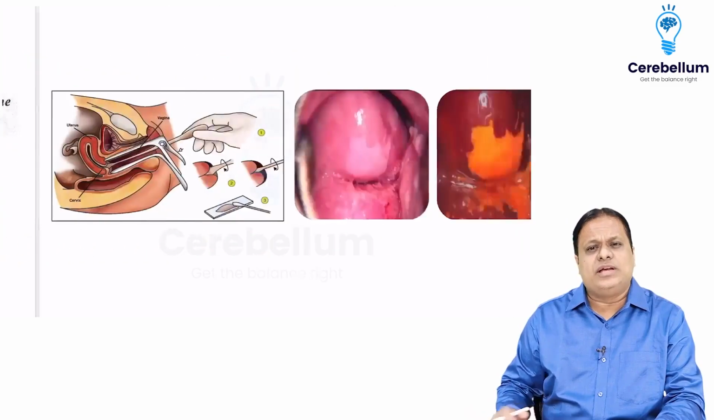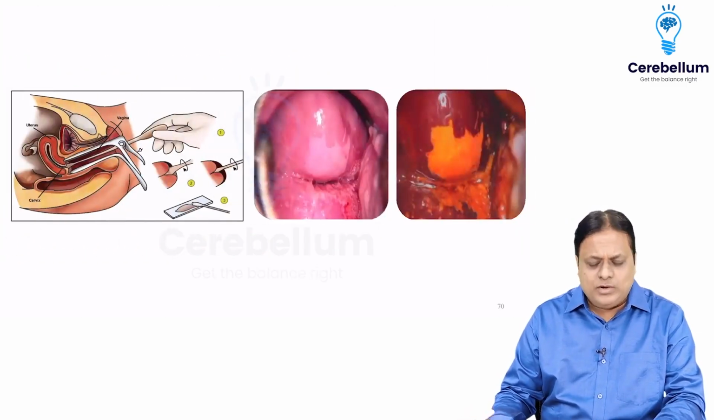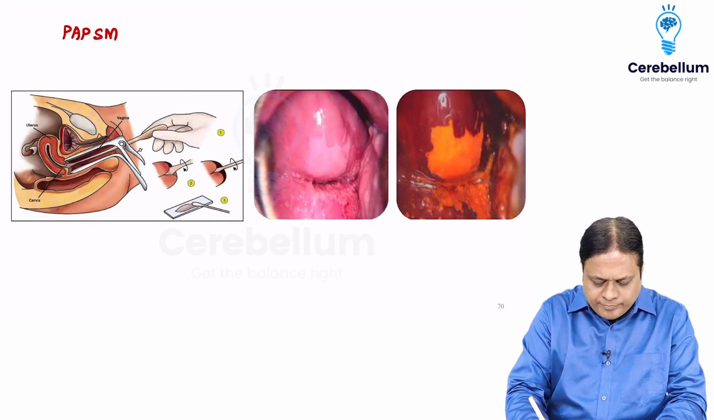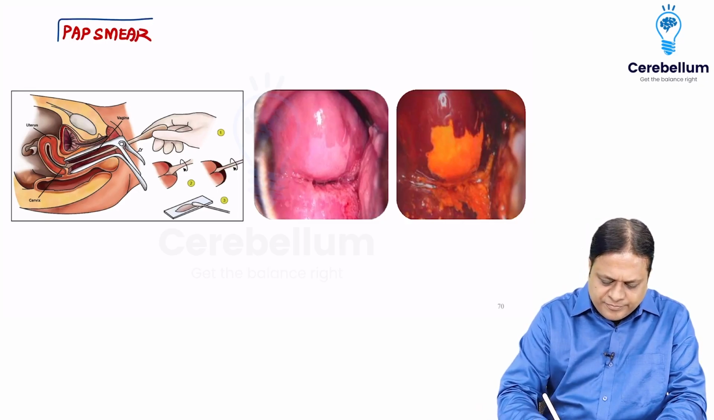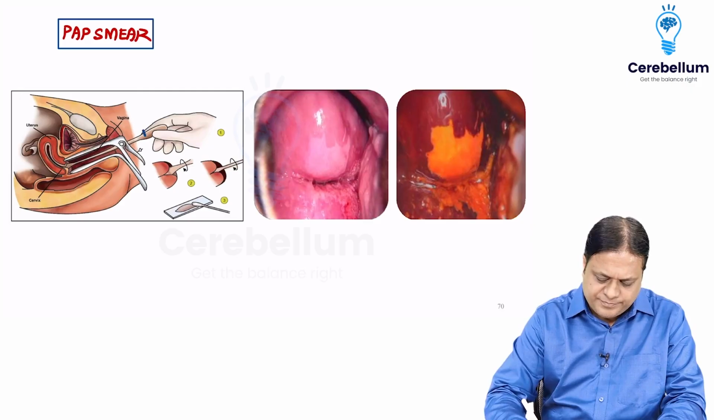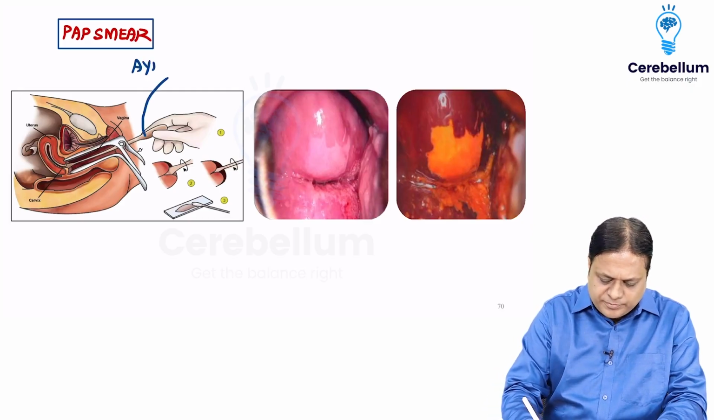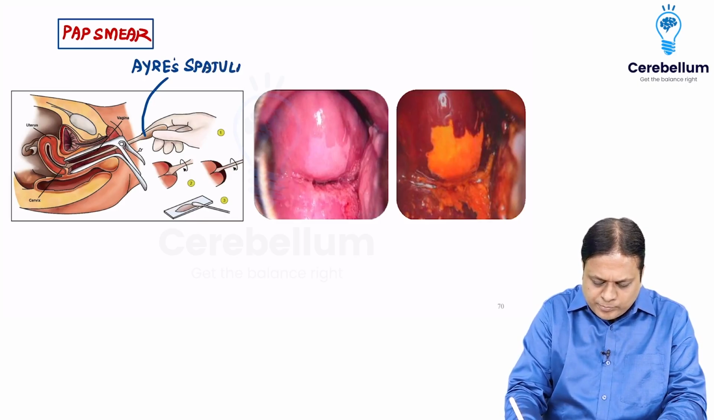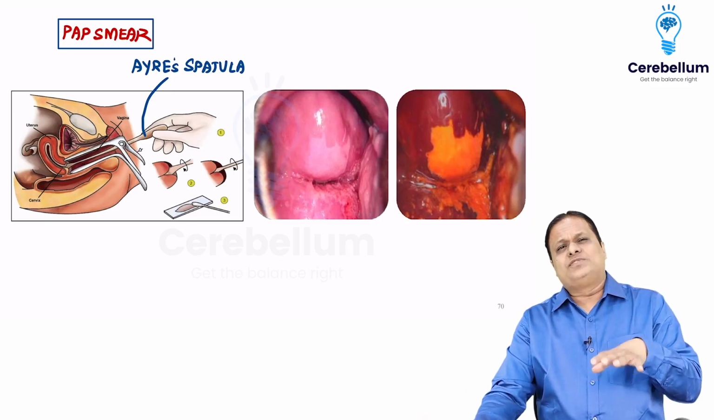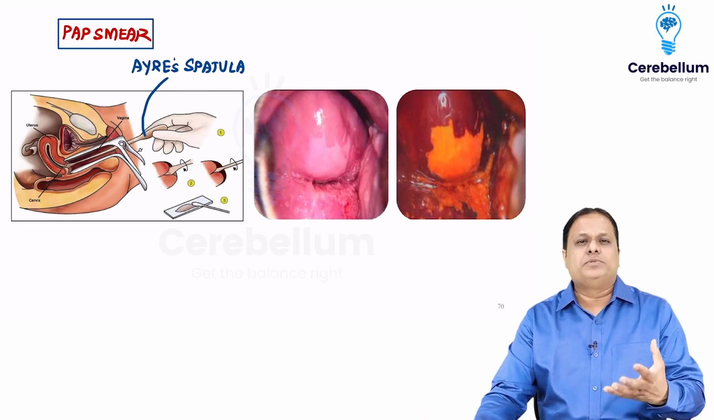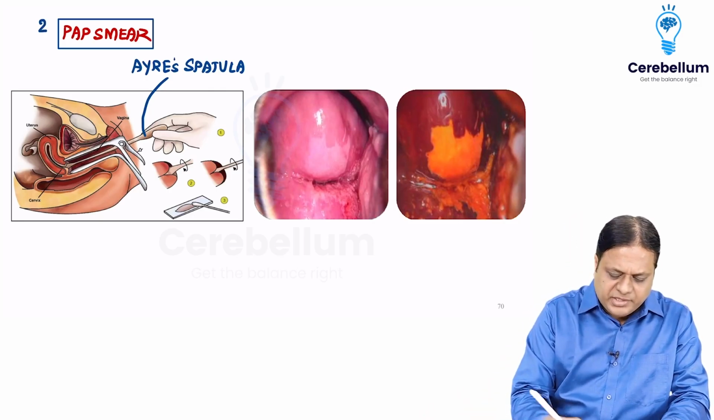Now let us look at these tests one by one. Look at this one. This is, yes, Pap-smear, the screening test for cervical cancer in our country. If you see carefully, this instrument is Ayre's spatula. Screening test of cervical cancer in India, primary test was Pap-smear. Pap-smear is now number 2 test in the country.